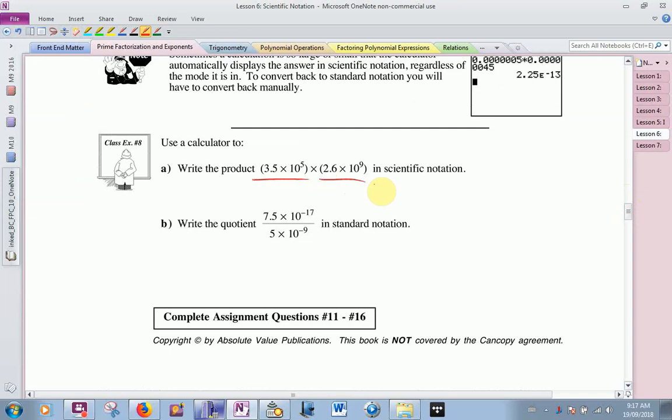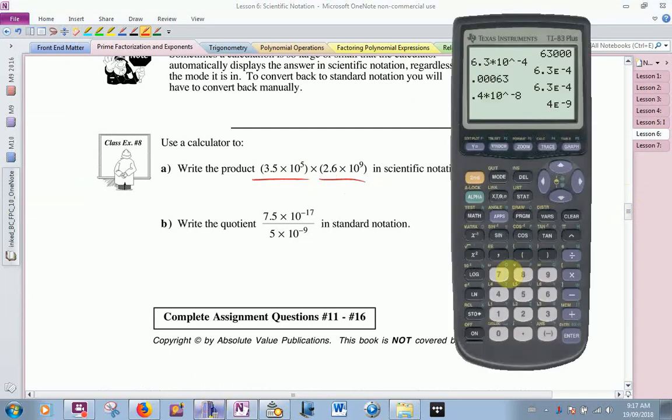Last thing, this is easy peasy. Just put that in your calculator, multiply them, and if you're in scientific notation, it'll give you an answer in scientific notation. Okay? So this is just a calculator exercise, not much thought here at all. Put it in properly, get the answer. So you'll get a couple of these too. In the old days, we used to do this by hand, but hey, you know.